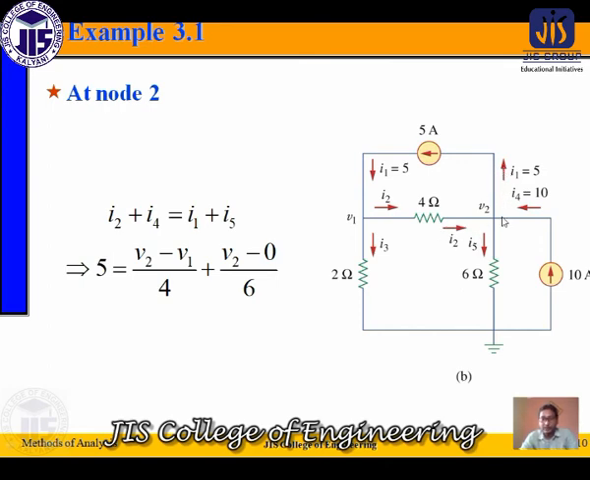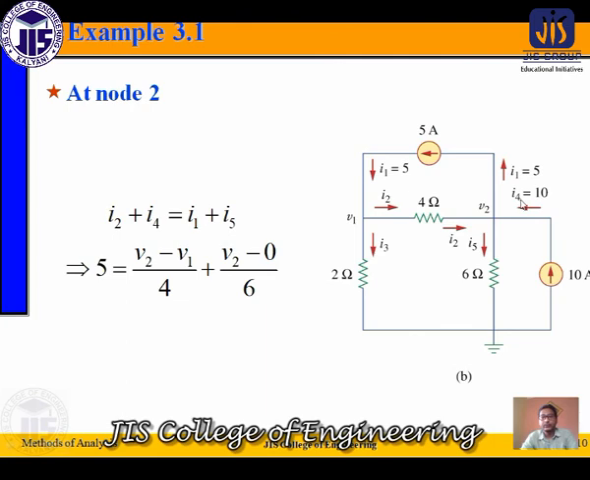I1 is outgoing. I2 is coming into the node. I5 is outgoing from that node. I4 is also incoming. So here, incoming current means I2 and I4, and outgoing current is I1 and I5. So simply we can write as per KCL that I2 plus I4 is equal to I1 plus I5.